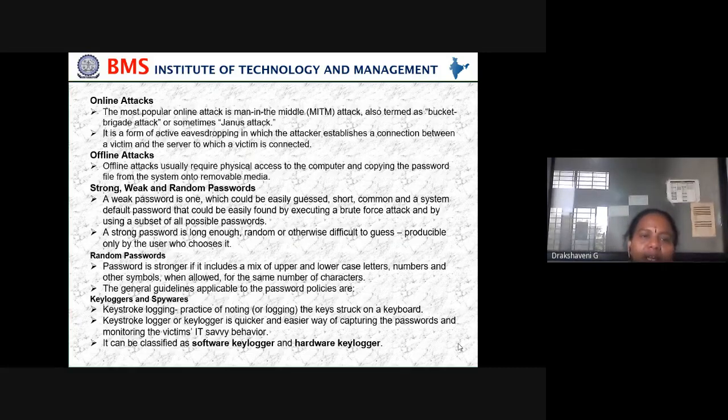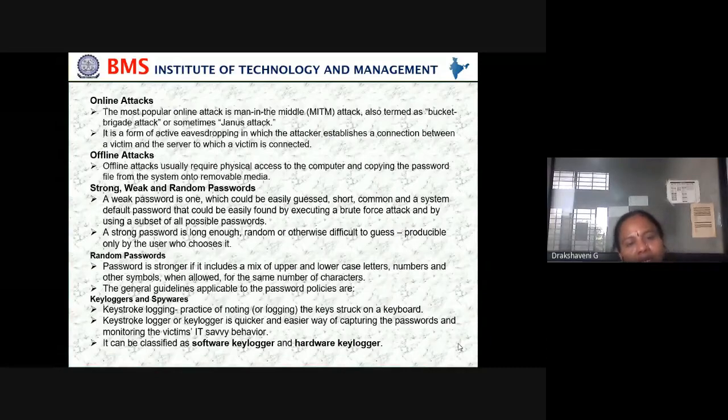So then offline attacks usually require physical access to the computer and copying the password file from the system onto removable medium. That is offline attacks. Strong, weak, and random passwords.